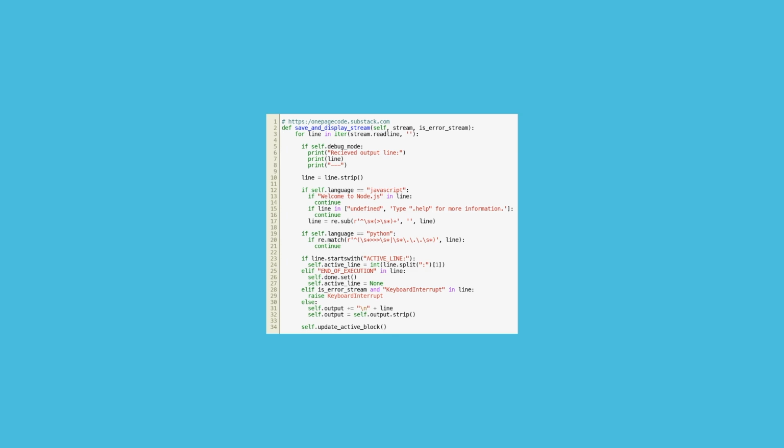If the line of output starts with active_line, the active_line attribute of the code interpreter instance is set to the line number indicated in the message. If the line of output contains end_of_execution, the done attribute of the code interpreter instance is set to indicate that the code is finished executing. If the is_error_stream parameter is true and the line of output contains keyboard interrupt, the exception is raised. Otherwise, the line of output is added to the output attribute of the code interpreter instance, and the update_active_block method is called to update the display of the active code block.